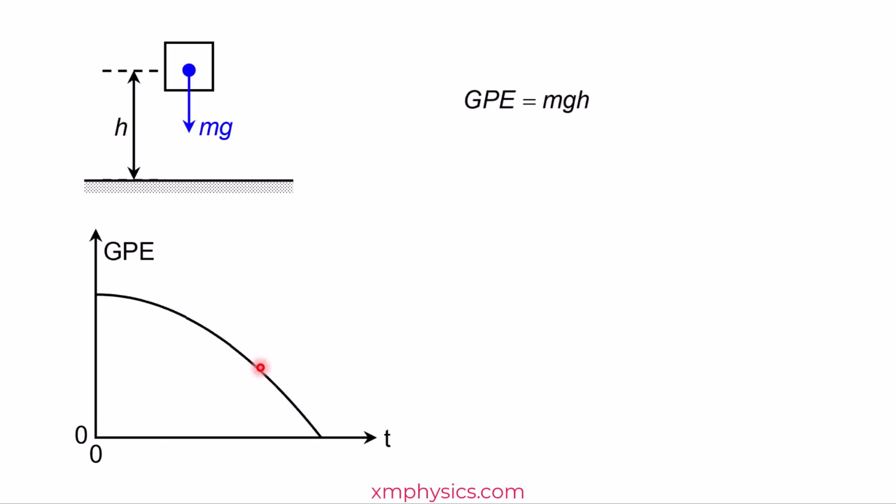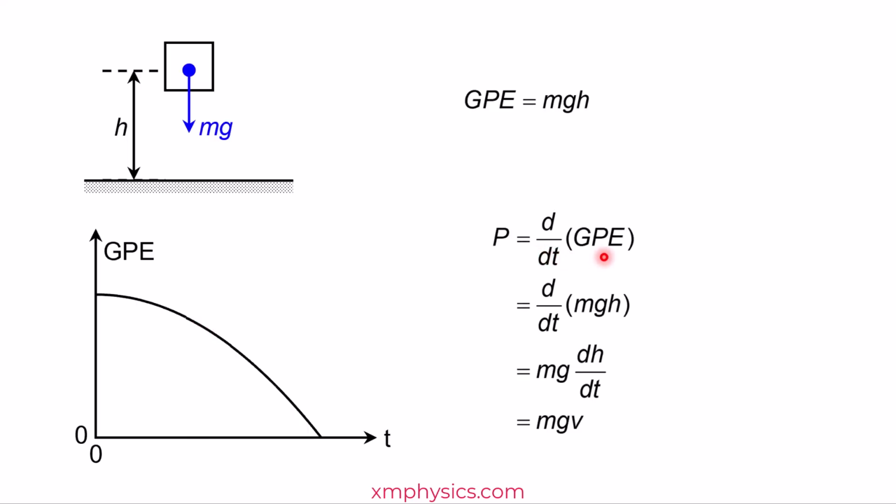It's just a quadratic graph. It's a vertical fall, yeah? So the h-t graph has this shape, and therefore the GPE graph will also have this shape. Again, the gradient of this graph is the rate of decrease of GPE. So the power we can obtain by differentiating the GPE with respect to time. Do the math, we end up with mg dh/dt.